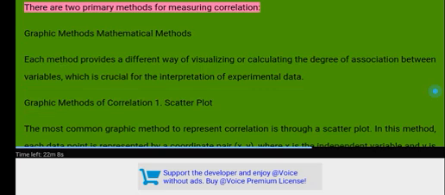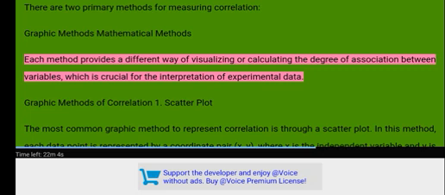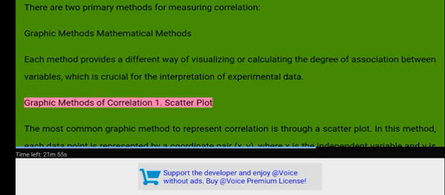There are two primary methods for measuring correlation: graphic methods and mathematical methods. Each method provides a different way of visualizing or calculating the degree of association between variables, which is crucial for the interpretation of experimental data. Graphic methods of correlation.